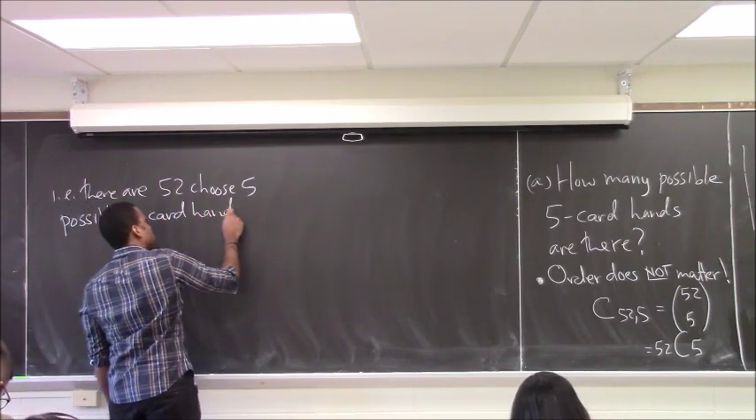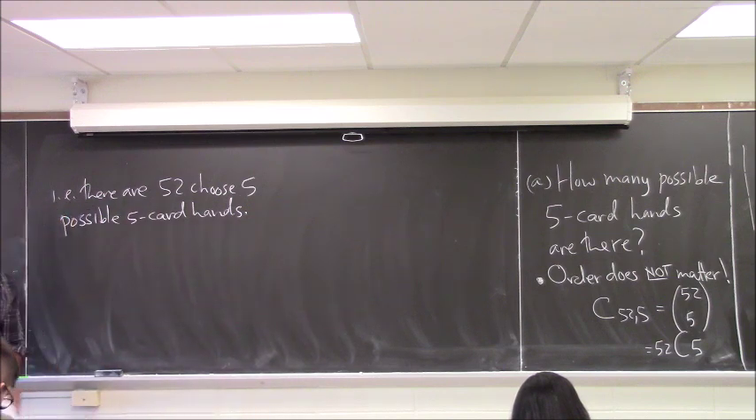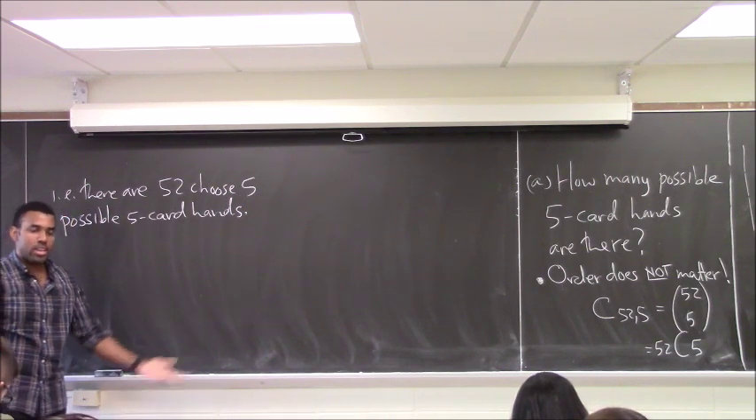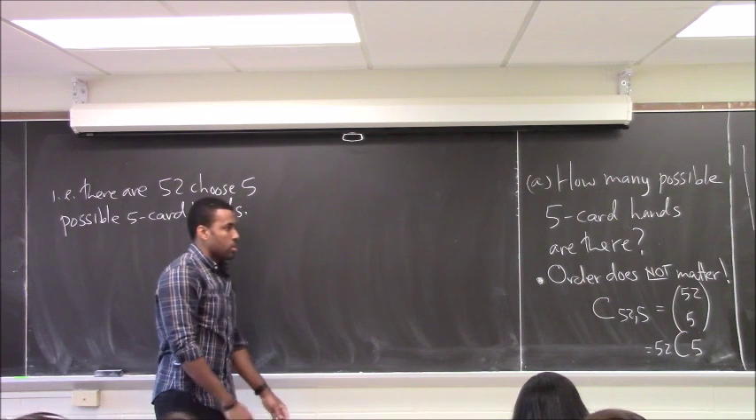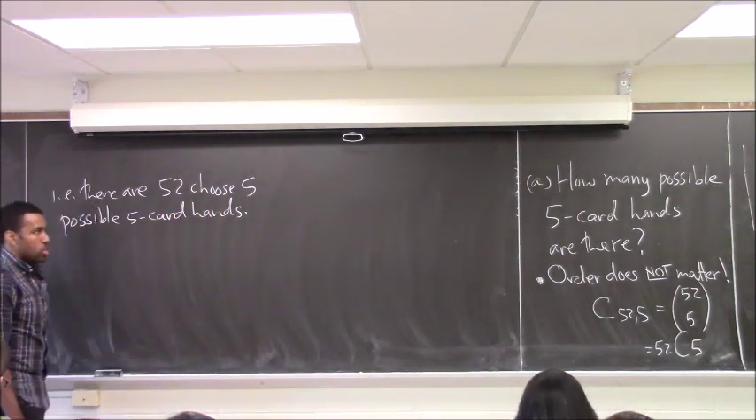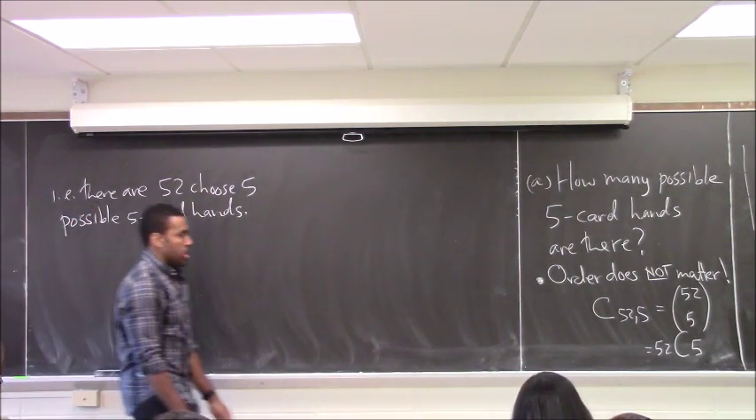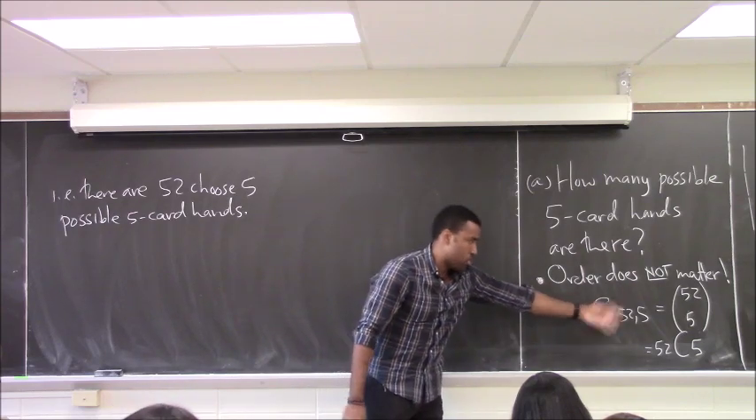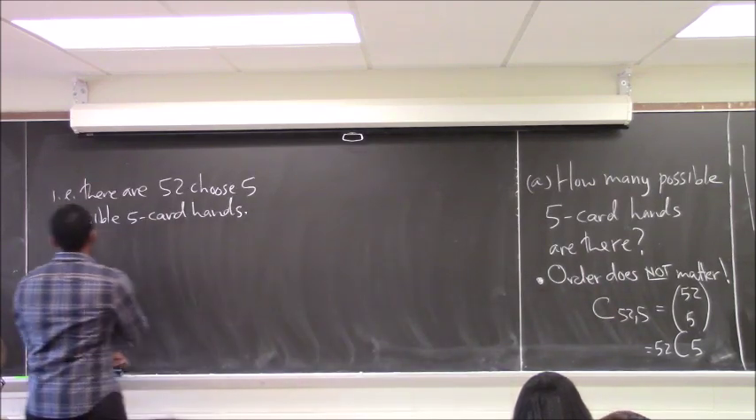Because order doesn't matter. I just have a set of 52 things and I want to pick 5 random things from that 52 things. Not necessarily in order. That means I'm thinking combinations. I have a group of 52 things, I want to get 5 of them together. How much is that, by the way?